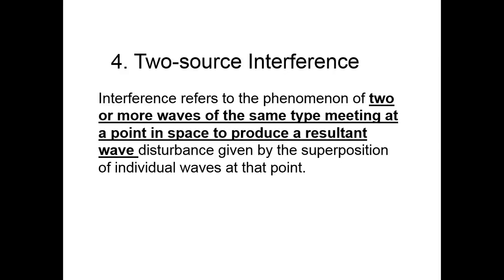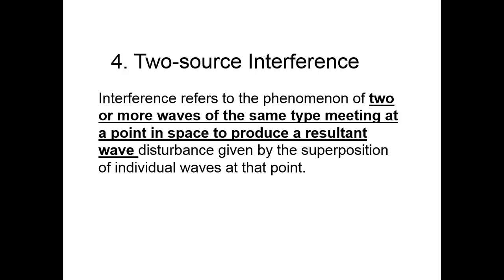Now we are going to look at two-source interference. The definition for interference refers to the phenomenon of two or more waves of the same type meeting at a point in space to produce a resultant wave disturbance that is given by the superposition of individual waves at that point. So interference simply means two or more waves meeting at a point, and of course the two waves must be of the same type.